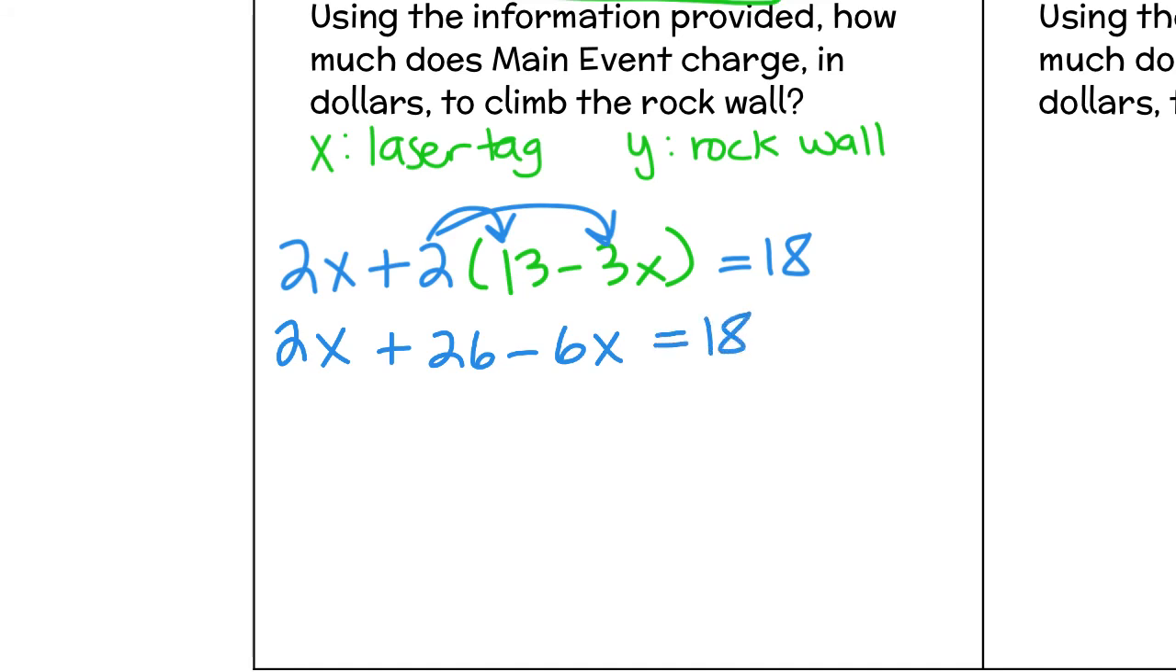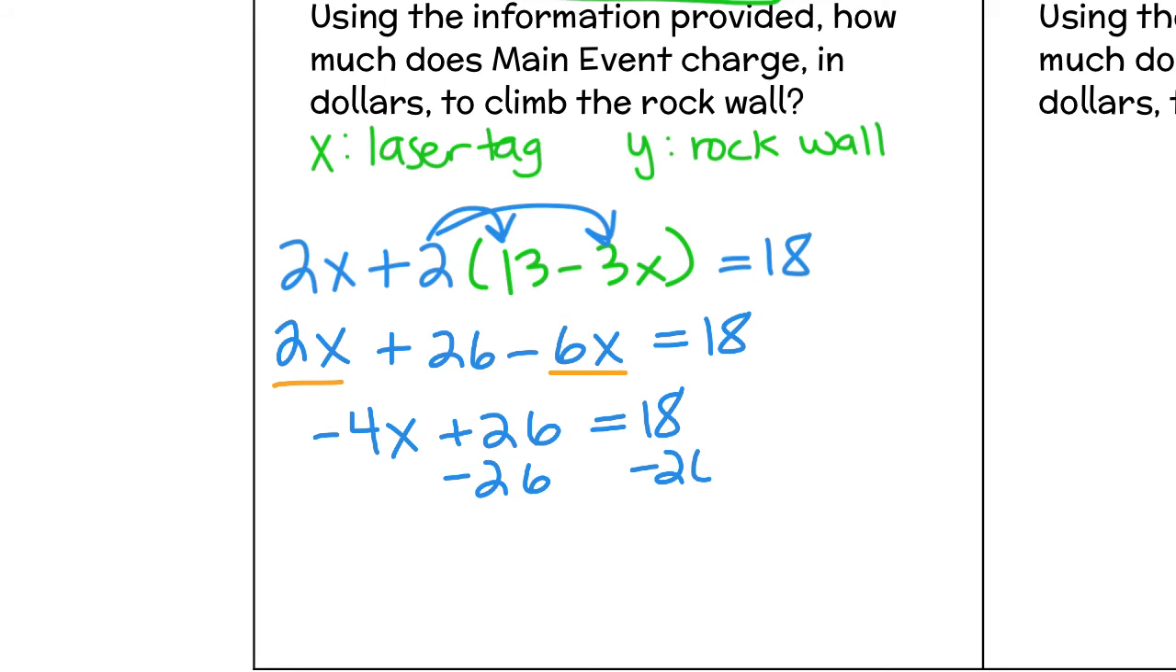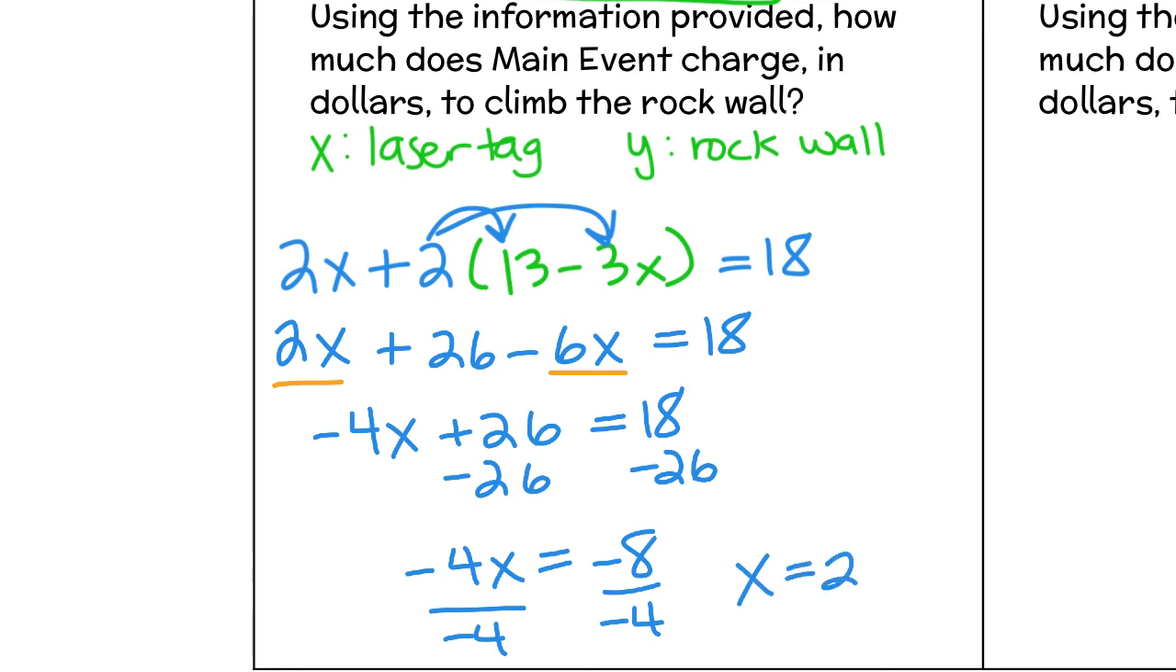Now combine like terms. This one and this one both have x's, so let's put them together. 2 minus 6 is negative 4. Subtract 26 from both sides. So negative 4x is equal to negative 8. Divide by negative 4. And x equals positive 2.